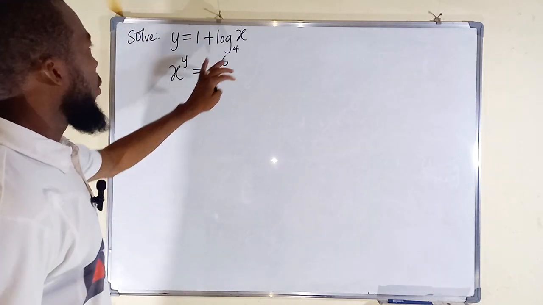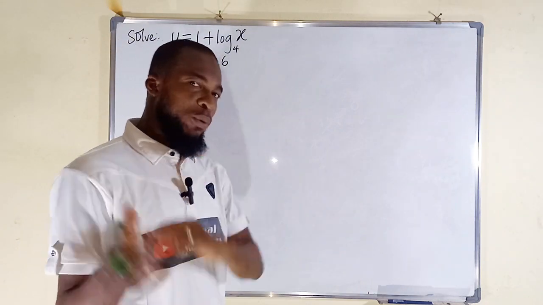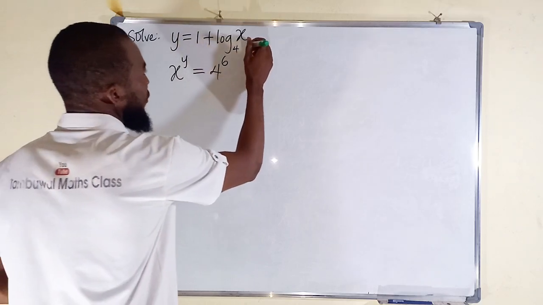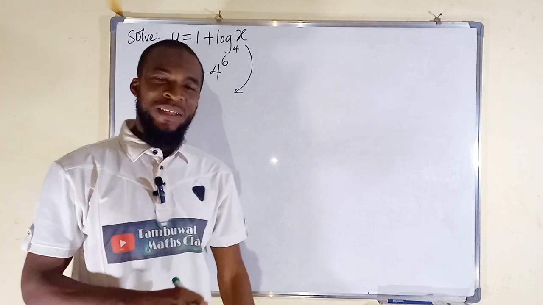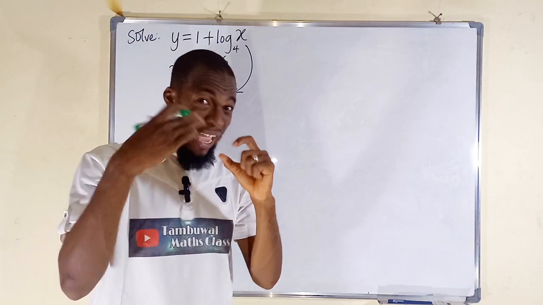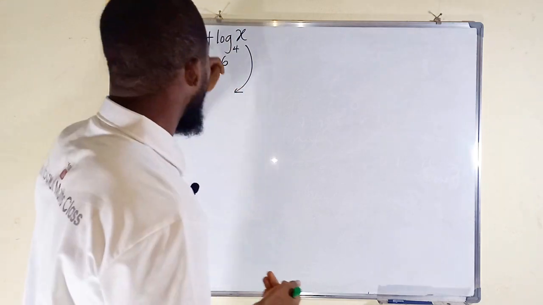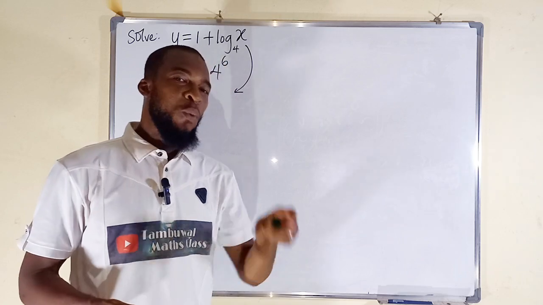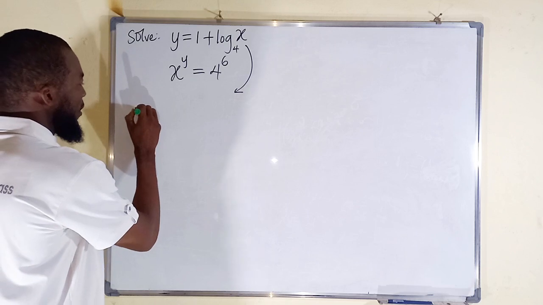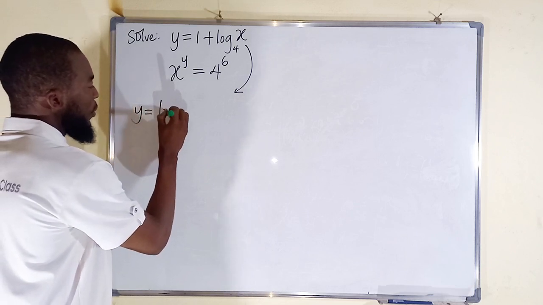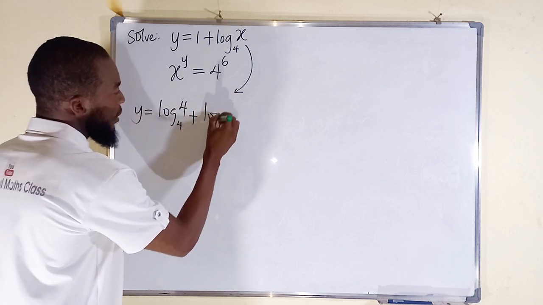So I would like to transform this logarithmic equation into an exponential equation. They are opposite of each other. So let me start with the first equation. Remember, the log of any number with the same base as the number is equal to 1, and hence we can express 1 as log of 4 with the base of 4 because we have another base of 4 here. So y is equal to log of 4 with the base of 4 plus log of x with the base of 4.